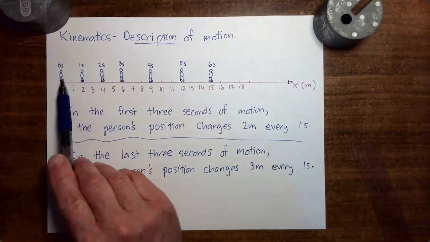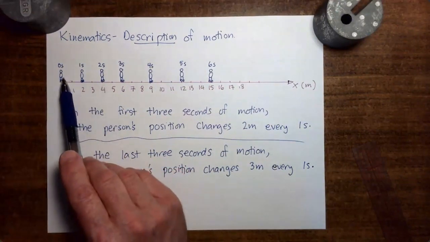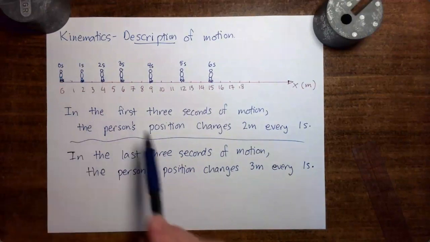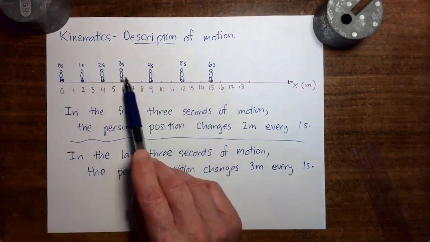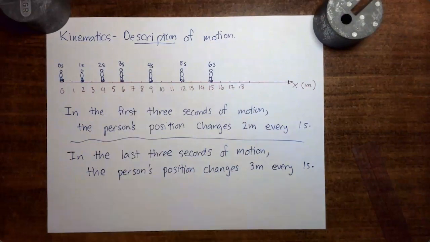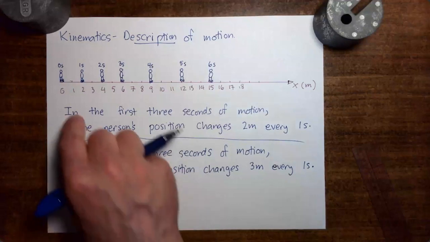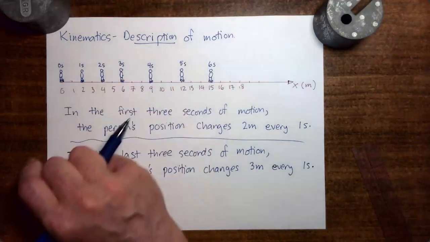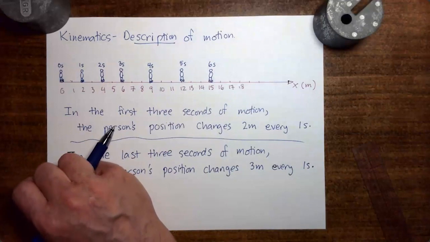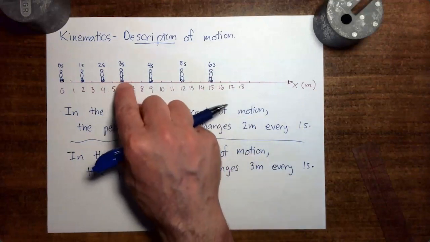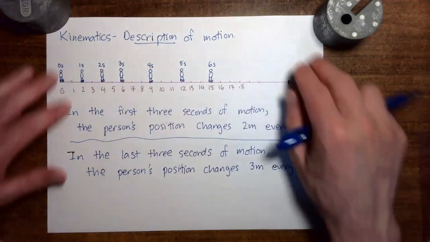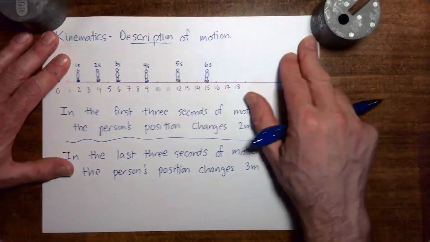In the first 3 seconds of motion, the person's position changes 2 meters every second. In the last 3 seconds of motion, the person's position changes 3 meters every second. Could we say that in the first 3 seconds of motion, the person's position changes at a rate of 2 meters per second, and in the last 3 seconds of motion, the person's position changes 3 meters every second?